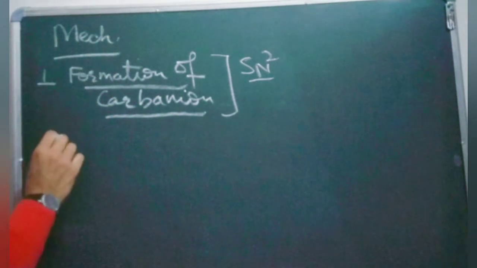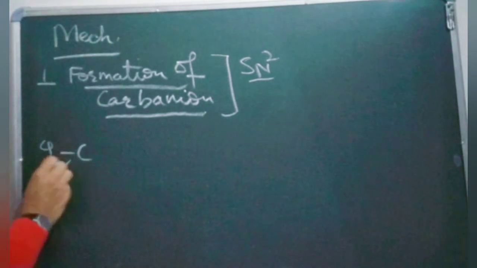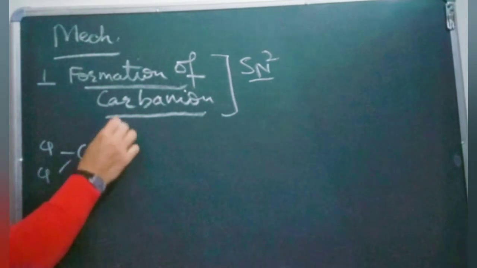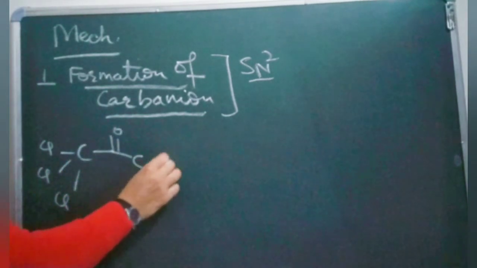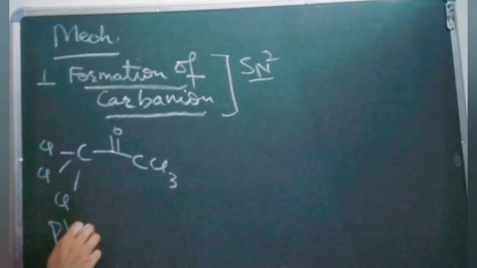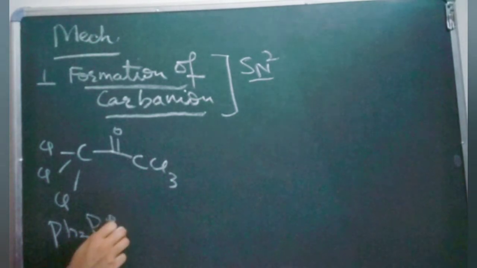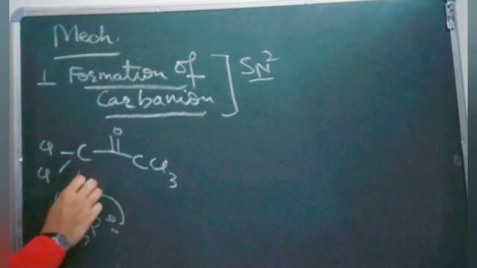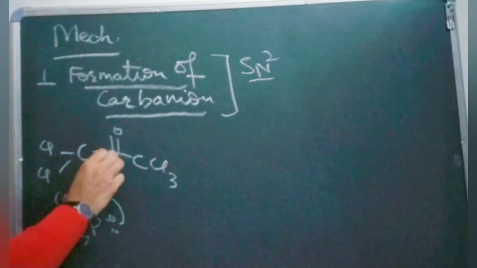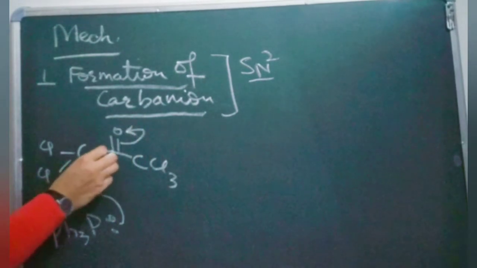See, we are taking here chloroketone. I'm writing here chloroketone. Here I am having CCl3. This is your chloroketone, and we are having triphenyl phosphine. The lone pair present on the phosphorus, they remove the chlorine, and due to that there will be formation of carbanion. This is the pathway.